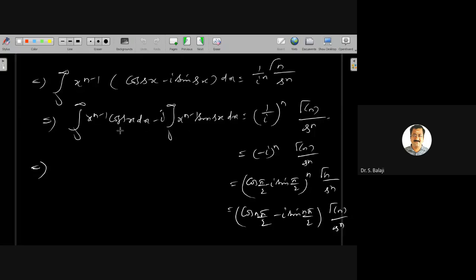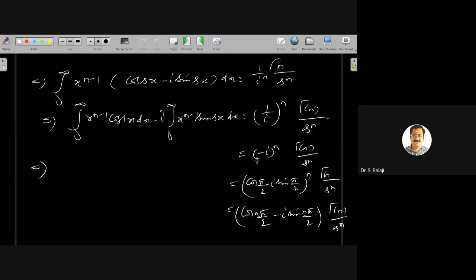The left side integral has a real and imaginary part. The right side also has an imaginary part present, but you have to write it as purely real and imaginary parts. For that purpose, you write 1 by i power n as 1 by i whole power n, that is 1 power n by i power n. Write it like 1 by i whole power n, gamma n by s power n.